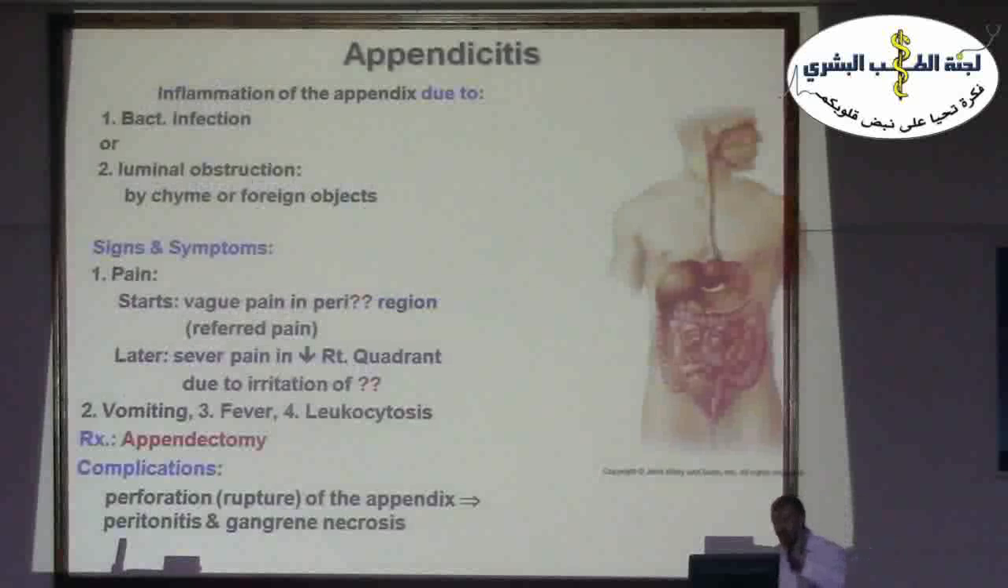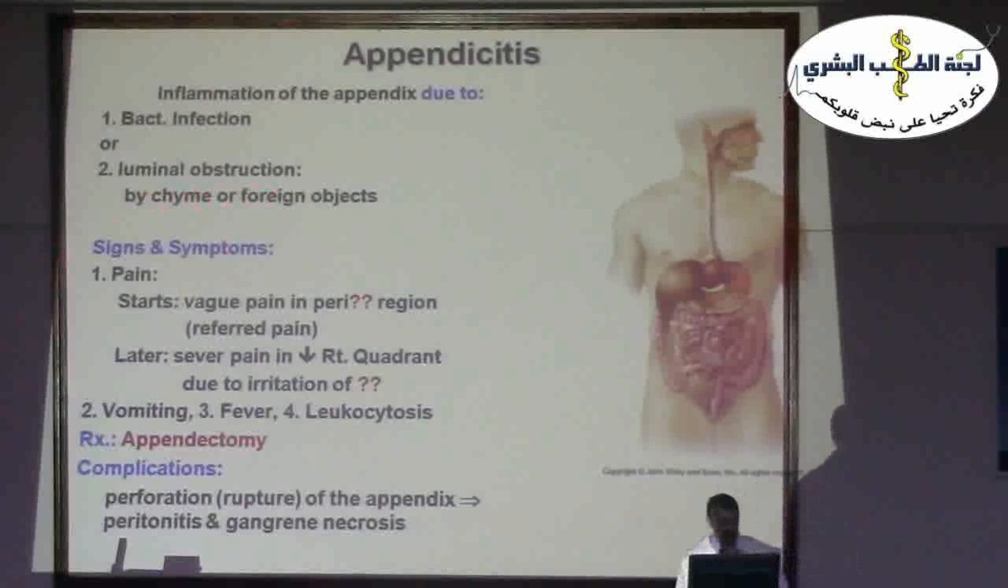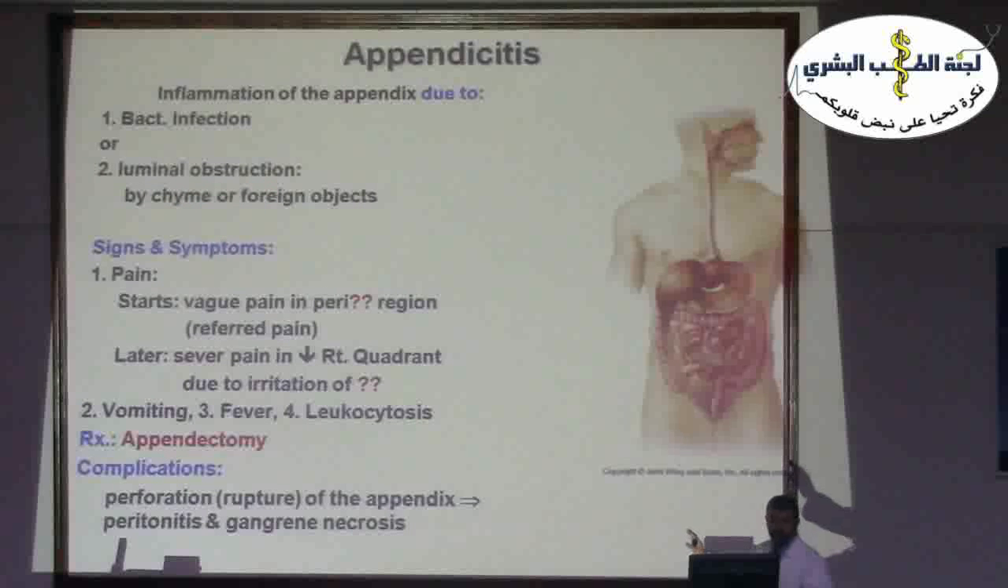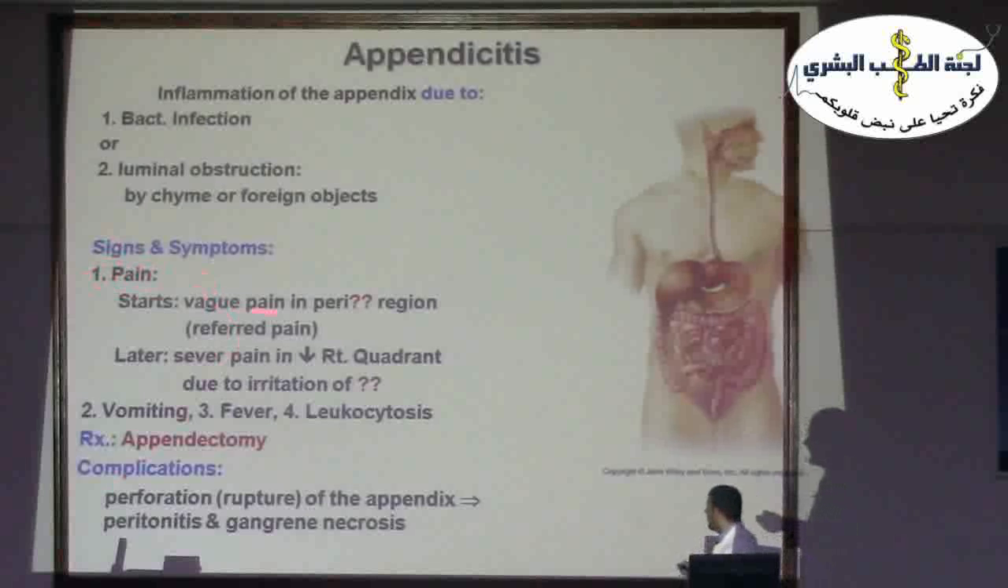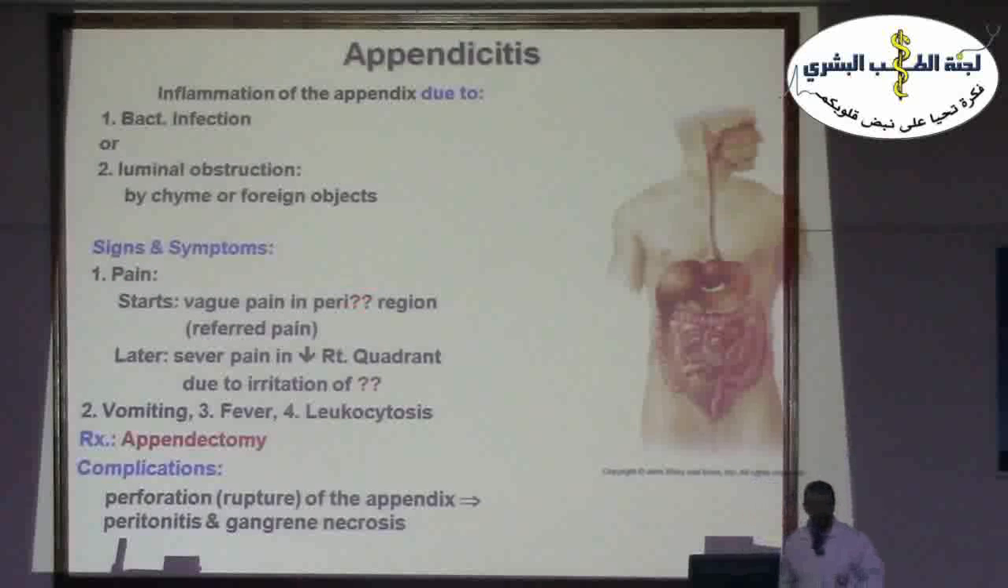Second thing, appendicitis, inflammation of the appendix. It is because of either bacterial infection or obstruction there because of chyme accumulation and a foreign object starts to present, then the bacterial infection gets in. Signs and symptoms. Symptoms of appendicitis. First thing is the pain, this is very important. The patient will start to complain of vague pain in the periumbilical region. Okay, in the periumbilical region.